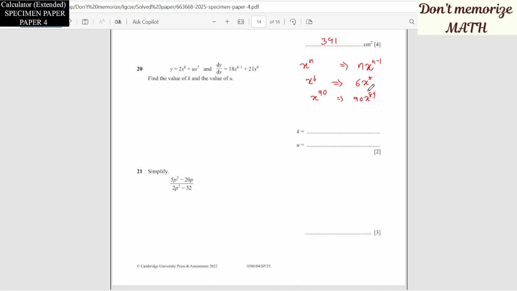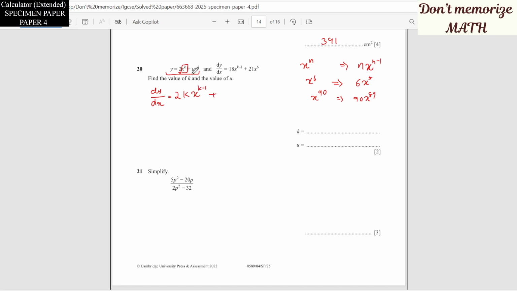Only that thing you have to keep in mind. So we'll find the differentiation of this part. We'll find dy over dx equal to, we already have a number, so write the number in the same way. Then we have x raised to k. What happens to x raised to k? It will become k x raised to k minus 1.